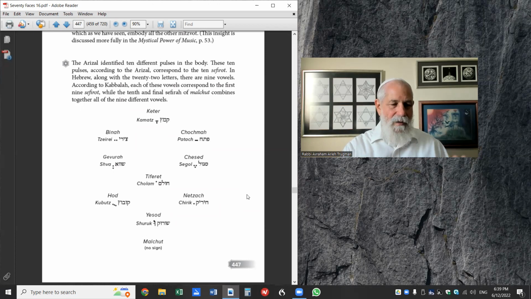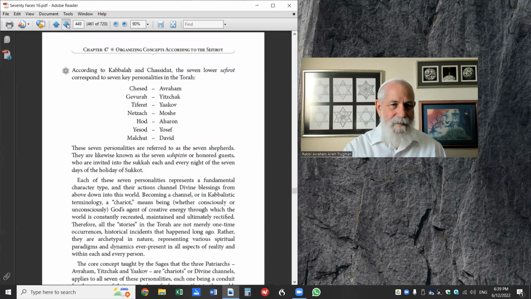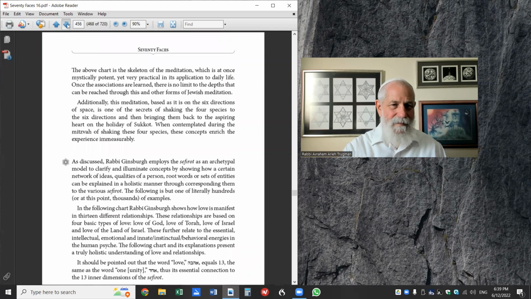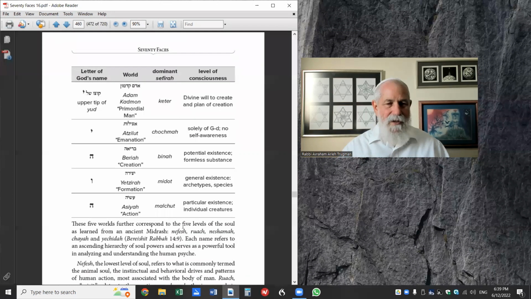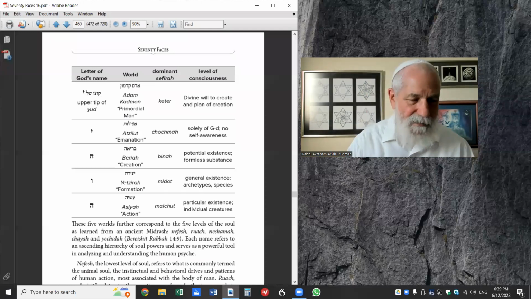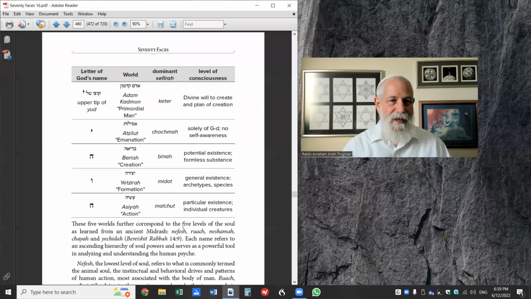Okay, so now we are going to go to the four-letter name of Hashem. Okay, so here we're now in chapter 48. This is on page 460. This is, again, we could quite literally spend a whole class on just this chart.